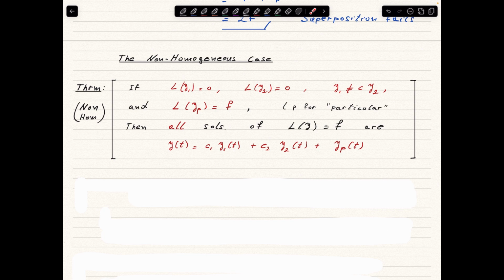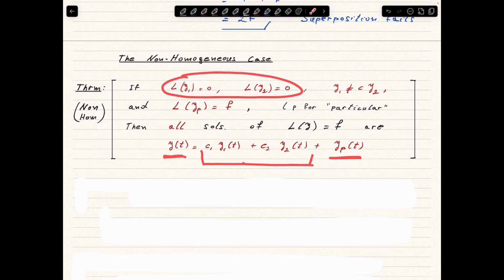And now suppose somehow you find the function yp, which is a solution of the non-homogeneous equation with an f here. The name p here stands for a particular solution of the non-homogeneous equation. Then one can prove that all the solutions of the non-homogeneous equation are given by the particular solution you found plus any linear combination of solutions of the homogeneous equation. So this is the new general solution theorem for non-homogeneous equations.